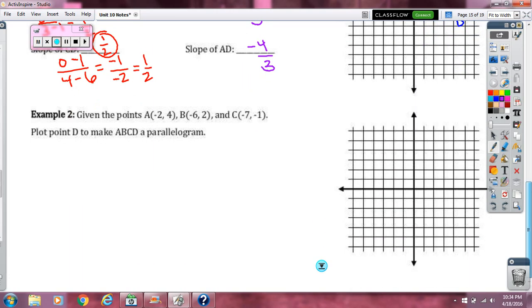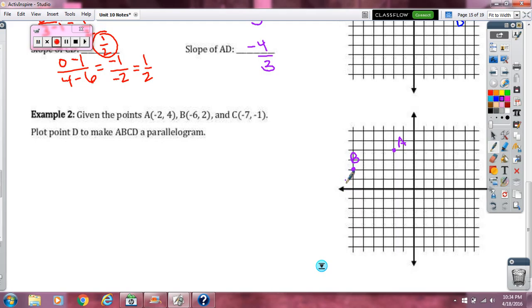Very cool. Example 2, it says, given the points A, B, and C, plot point D to make a parallelogram. This one you really do want to do a graph, to get a visual of what's going on. So negative 2, 4, there's A. B is at negative 6, 2. C is at negative 7.